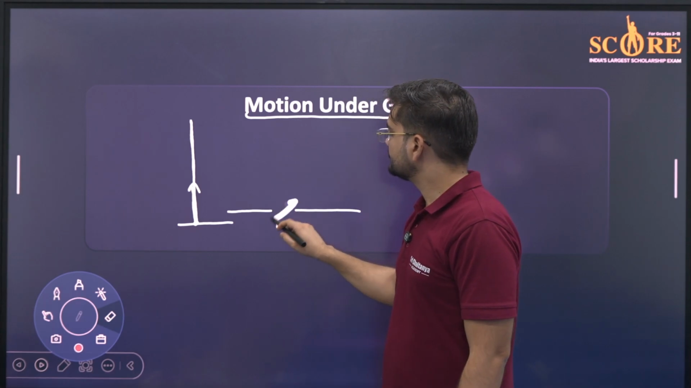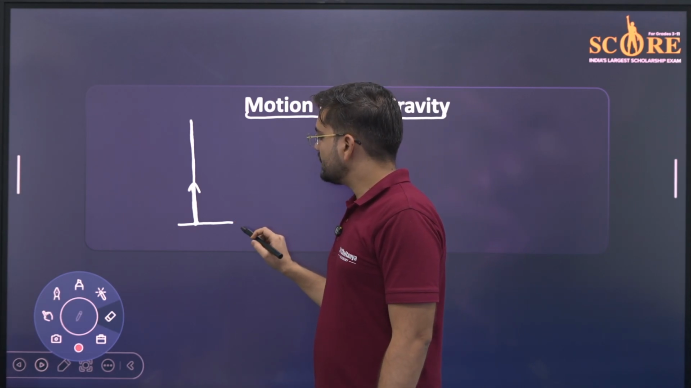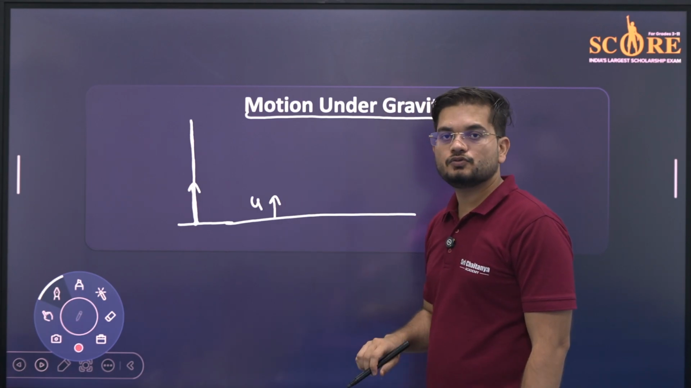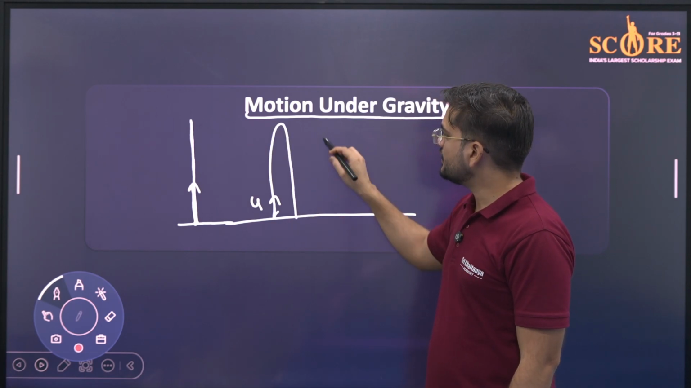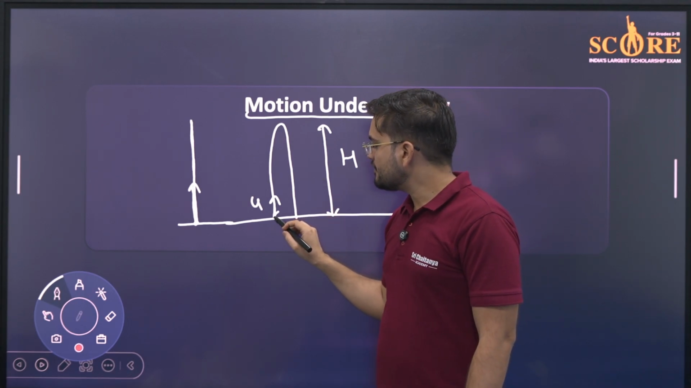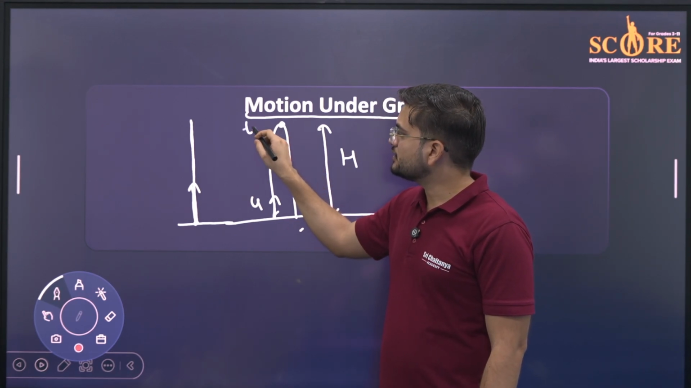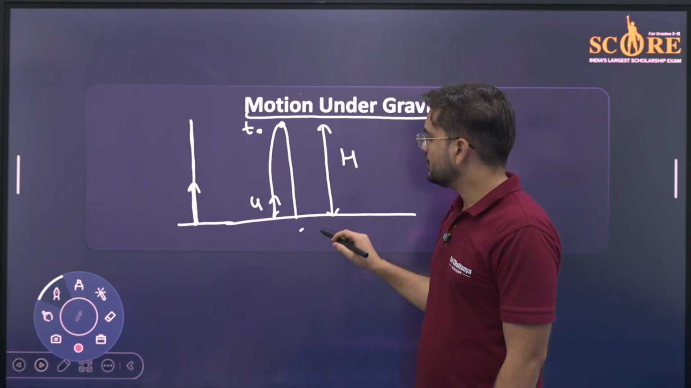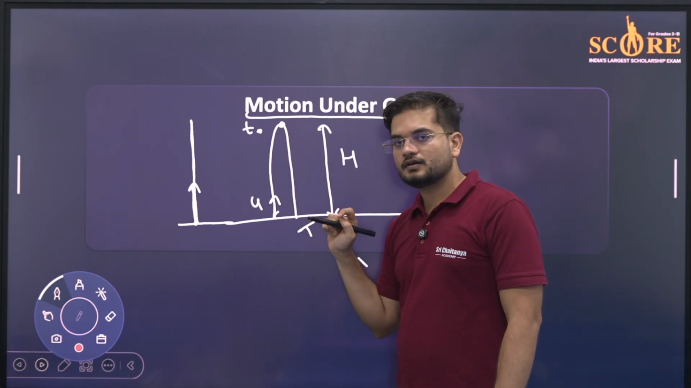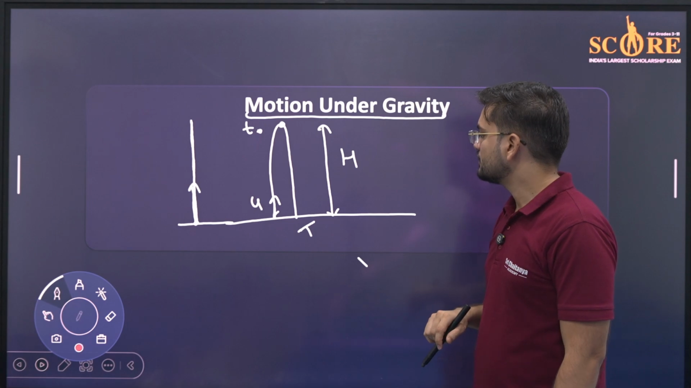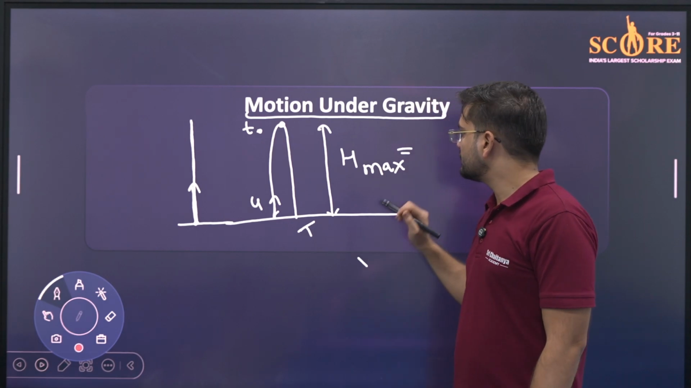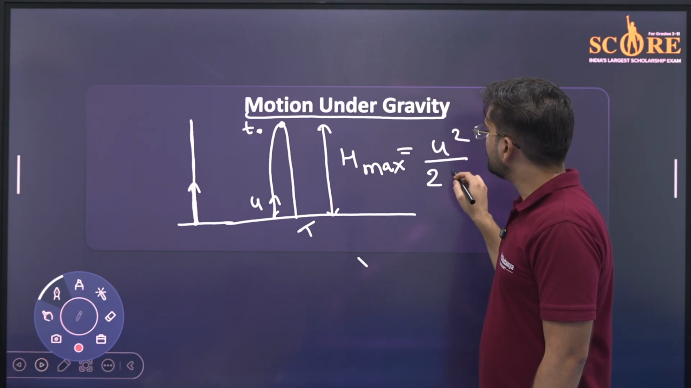If a particle is projected from the ground with initial speed u, then what is the maximum height? Well, what will be the maximum height? H. What is the time taken by the particle to reach the highest point? We consider it t naught. And time of flight, the time taken by the particle to reach the ground, is known as time of flight. So H max, the maximum height achieved by the particle, is u square by 2g.